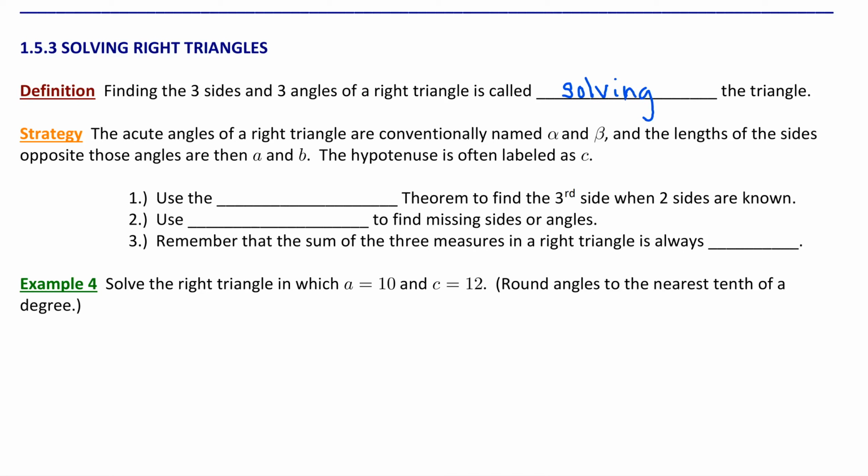The acute angles of a right triangle are conventionally named alpha and beta, and the lengths of the sides opposite those angles are then A and B respectively. So if we imagine a right triangle, in general, we name the angles alpha and beta, and the right angle is represented by the Greek letter gamma. Opposite angle alpha, we label that side A. Opposite angle beta, we use the English counterpart to the Greek beta to get B. And the side opposite gamma, or the hypotenuse, we call C.